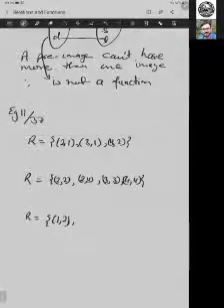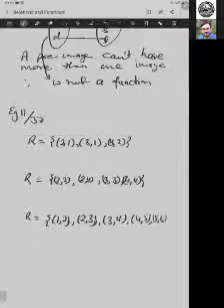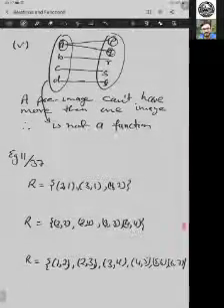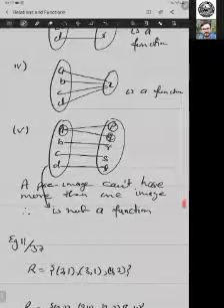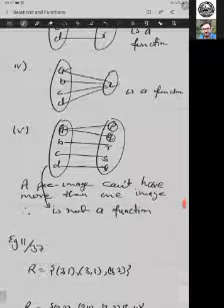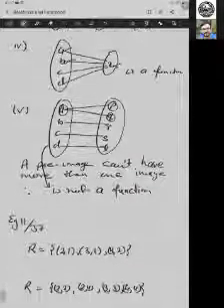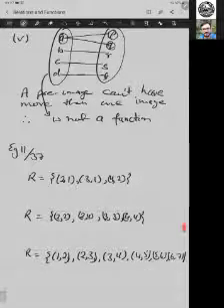(1, 2), (2, 3), (3, 4), (4, 5), (5, 6), (6, 7). Yes. Now, in the first case, we can compare with this. 2 is having image 1, 3 is also having image 1. So it's not a problem. So it is a function.